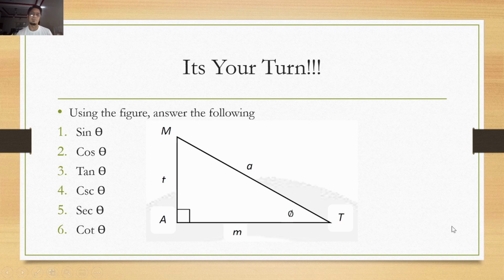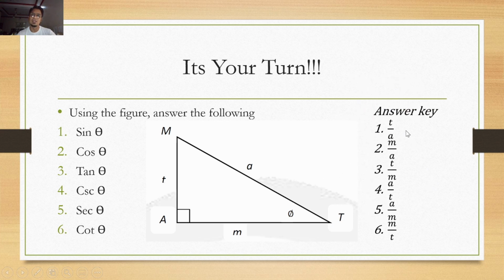Okay, time is up. Let's see the answer. So the answers are as follows. Sin theta is T over A, opposite over hypotenuse. Okay, cosine theta is m over a. And tangent theta is t over m, opposite over adjacent. Now, with regard to cosecant theta, that is hypotenuse over opposite side.